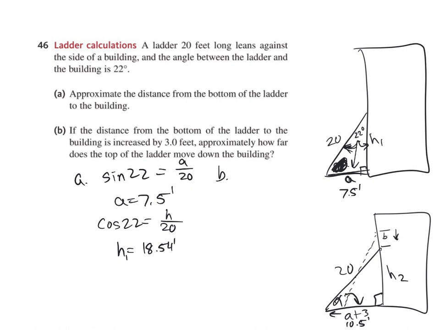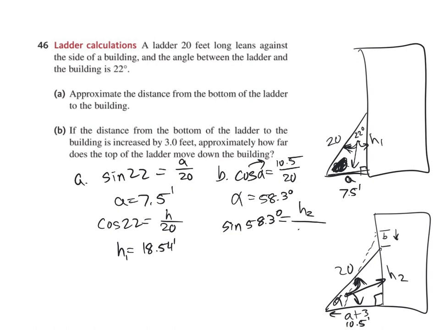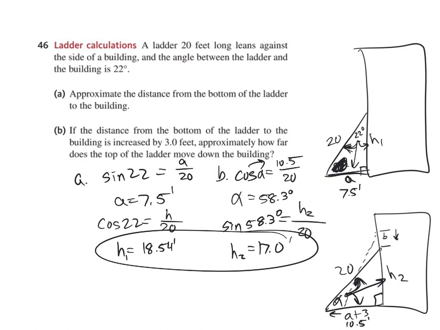So let's use our 10.5, the adjacent leg, and the hypotenuse. So that's cosine of alpha is equal to the adjacent leg, 10.5, divided by the hypotenuse. So alpha is going to be the arc cosine of 10.5 divided by 20 on your calculator. And that gives us 58.3 degrees. Now that we have our alpha, we can get the opposite leg over the hypotenuse. So that's the sine of 58.3 is the opposite leg, H sub 2, over 20. So we take 20 times the sine of 58.3, and H sub 2 is 17.0 feet. So how much did it go down? So you subtract those. So 18.54 minus 17.0, and you get 1.54 feet. Dropped 1.5 feet.